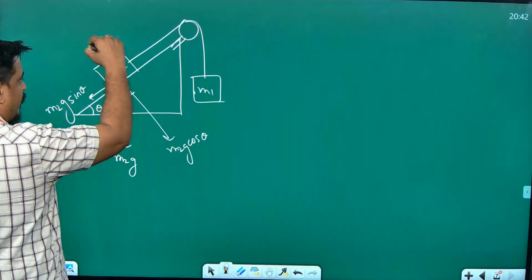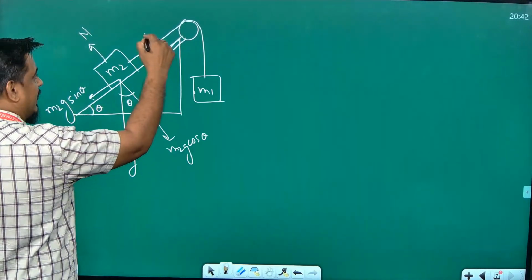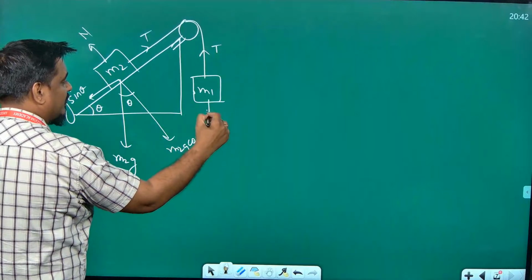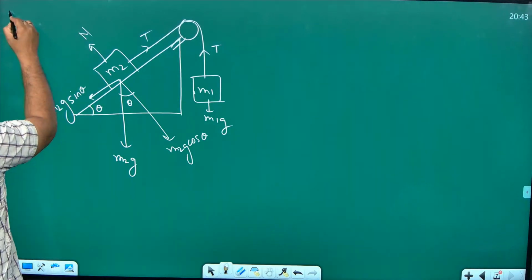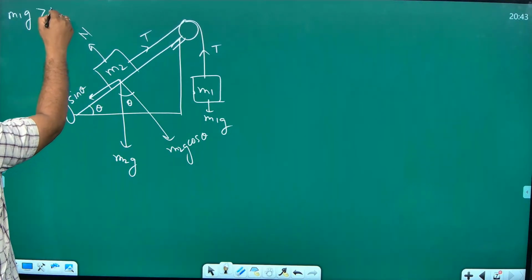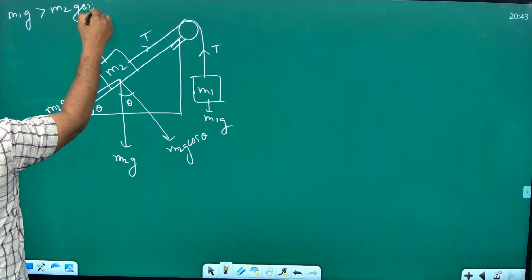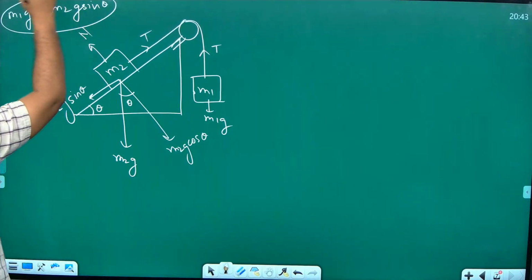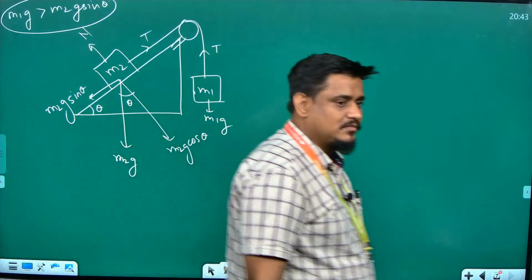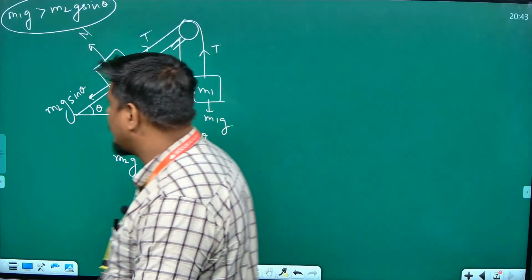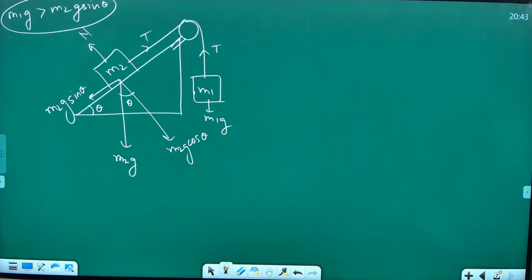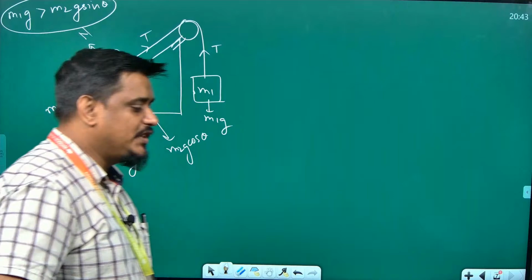and obviously normal force will be acting here, and tension will act like this. Downwards we will have M1G. I am assuming M1G to be more than M2G sin theta. Now solve the equation, make the equation fast. If M1G is more than M2G sin theta, I am requesting everybody to make your own equations fast. I will check with you how much you have made. M1G is assumed to be more than M2G sin theta.